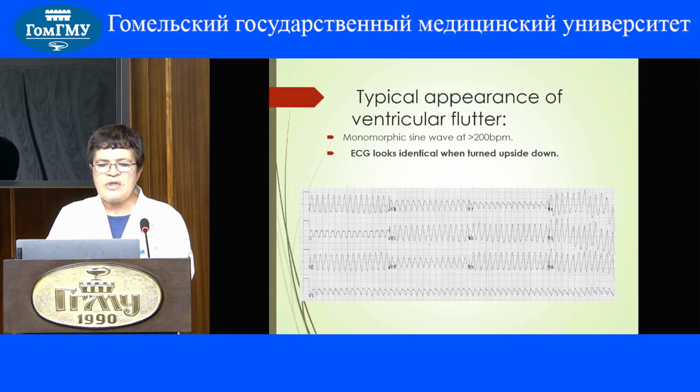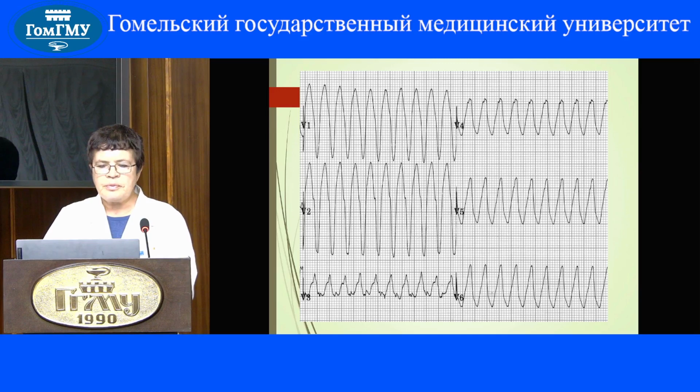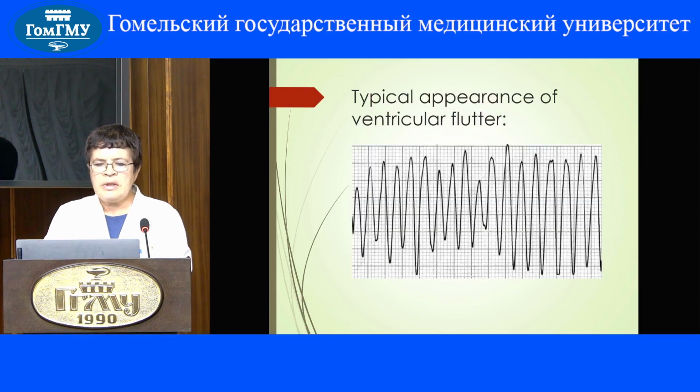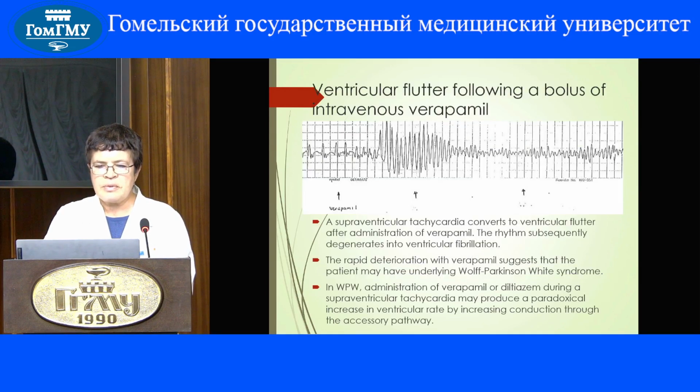Typical appearance of ventricular flutter. It is a monomorphic sine wave at more than 200 beats per minute, and the ECG looks identical when turned upside down. On the picture, you can see typical ventricular flutter.